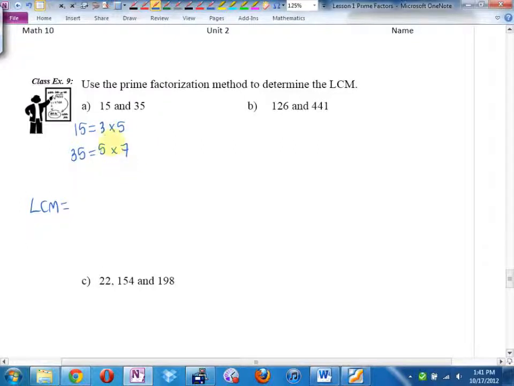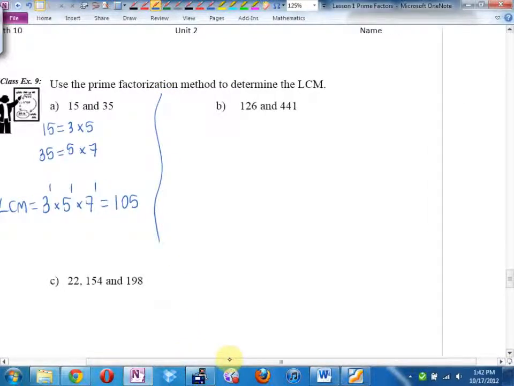There's 2 3's somewhere? Need 1 3. What's the smallest exponent of 5 that appears in everything? 1. There's 1 5 in each, but what's the largest exponent that appears on any of those 5's? A 1. What's the exponent that appears on the 7's? That's your least common multiple. What is 3 times 5 times 7? 105? Nice.